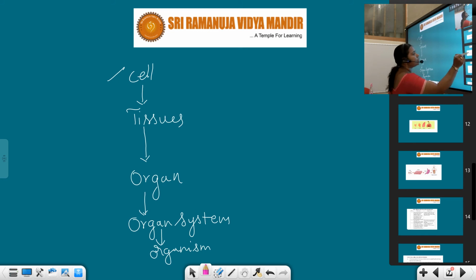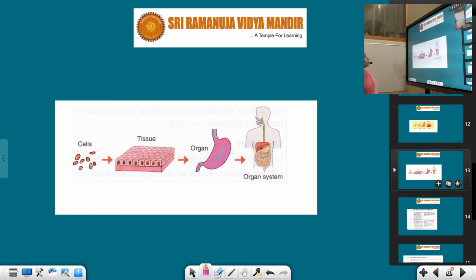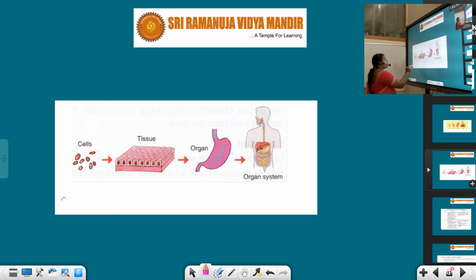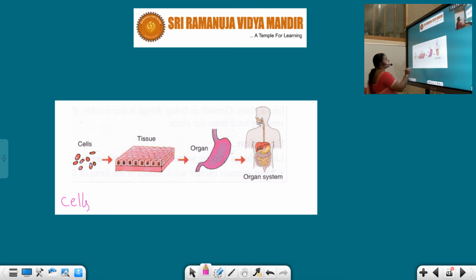See, students, this slide is showing the levels of organization in the human digestive system. These are the cells. Cells will organize to form a tissue. See, here a group of cells is there. This group of cells is going to form a tissue.